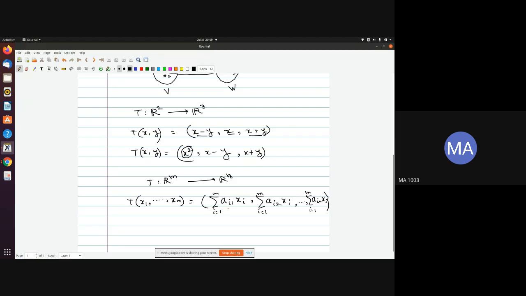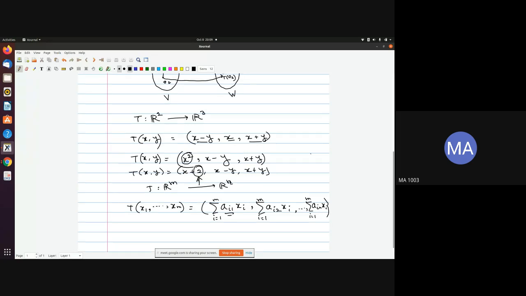Maybe some coefficients are 0, maybe some a_i1 or a_i2 may be 0, but that doesn't matter. Basically, there cannot be some constant, and there cannot be some power of the variables. Those are the two things you need to remember. So even if in this transformation I write x plus 2, x minus y, x plus y, it is not a linear transformation, because this plus 2 will create a problem.